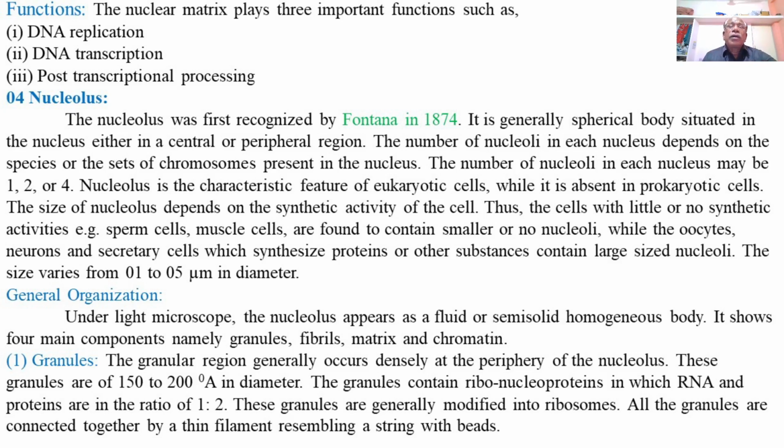And the another important material which is present in the nucleoplasm or the nucleus is the nucleolus. So with this explanation of the nucleoplasm and nuclear matrix, we'll stop here, and next time we'll continue with the remaining part of the nucleus, that is, the nucleolus.